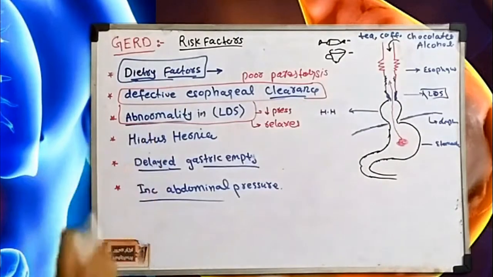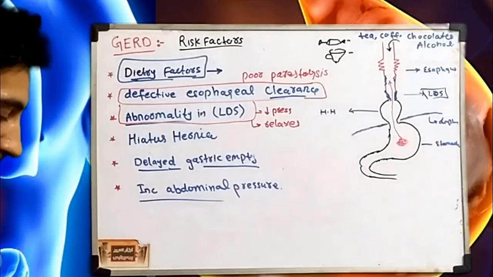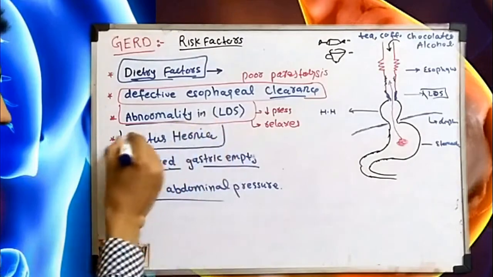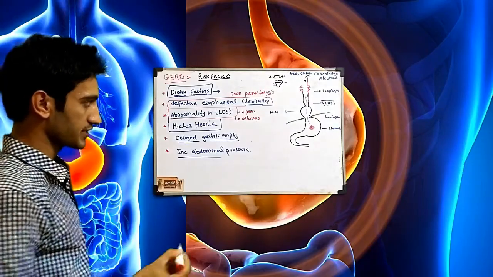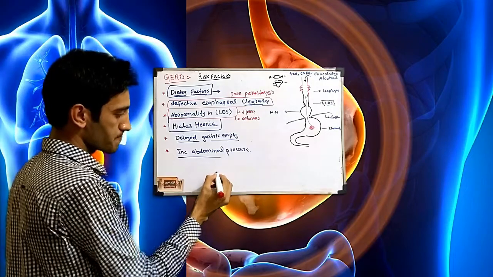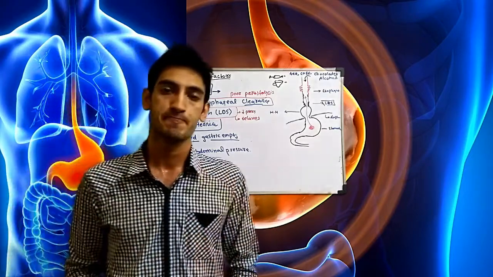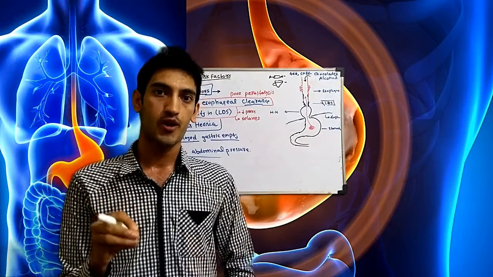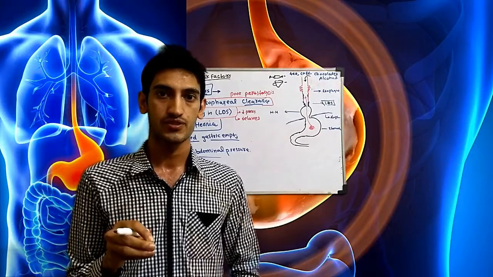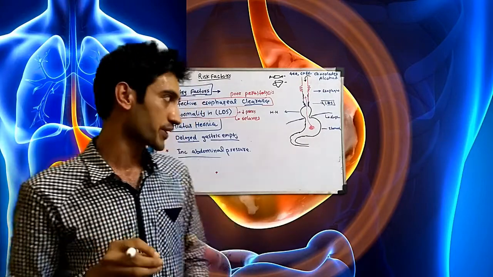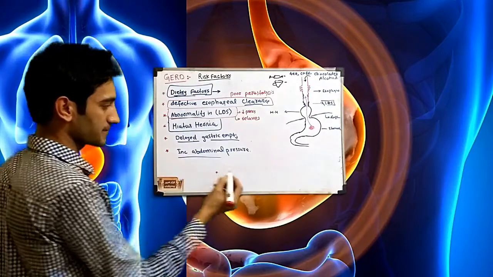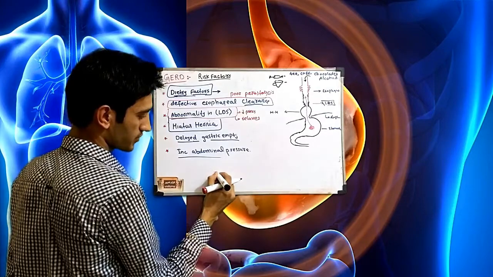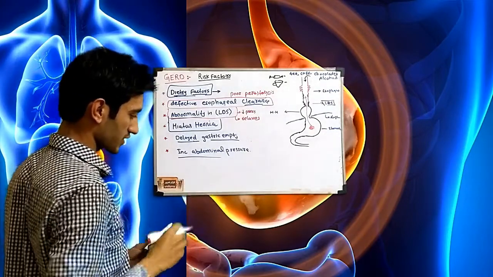So the risk factor is abnormality in the lower esophageal sphincter. Another risk factor is hiatus hernia. What is hiatus hernia? When there is protrusion, or herniation, of a small part of the stomach into the chest through the esophageal opening, it is called hiatus hernia. So I will draw a diagram so you can easily understand what hiatus hernia is.